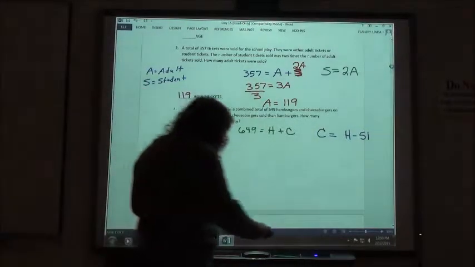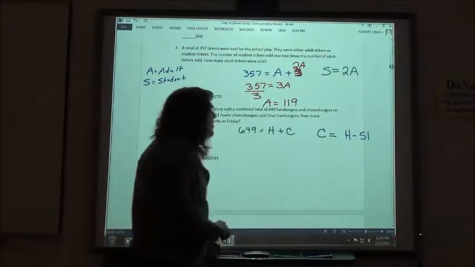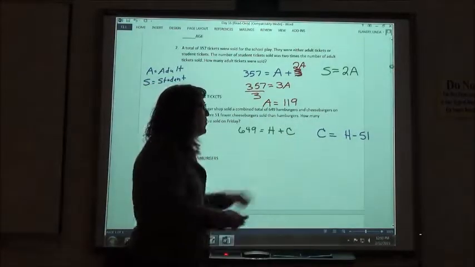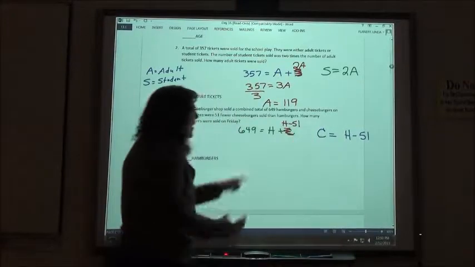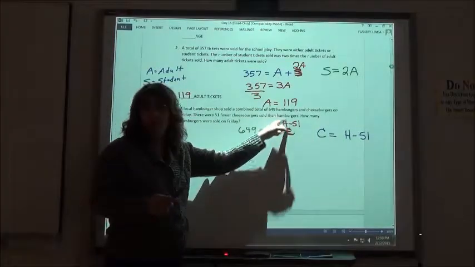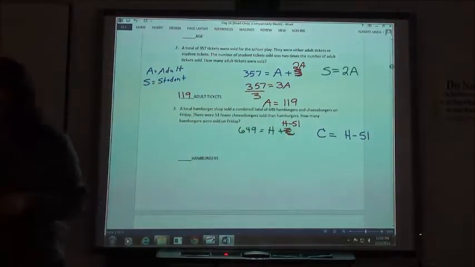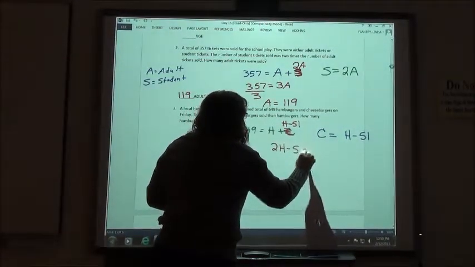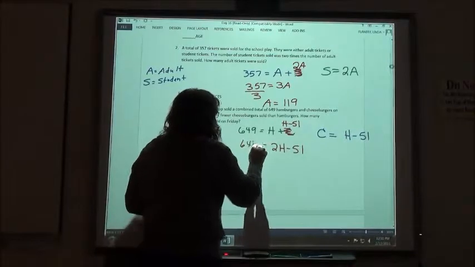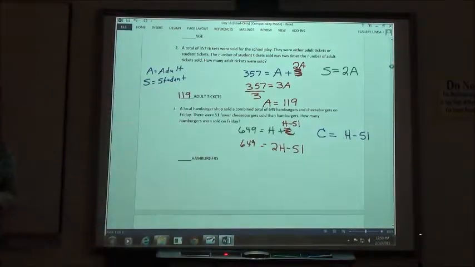Now, she already substituted it in and combined her like terms and everything, but she said, oh, I got to put that in for the C, which is H minus 51 there. And when she combined her like terms, she said, oh, I got an H plus another H, so I have 2H minus 51 equals 649. She's just way ahead of me.